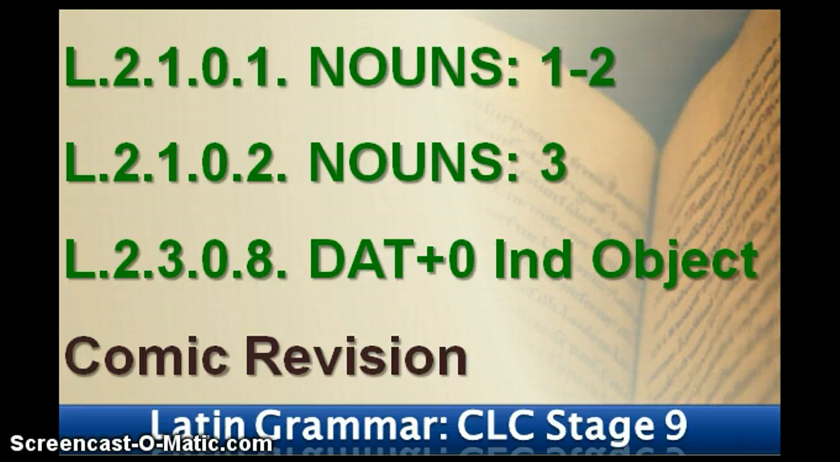CLC, Stage 9, Grammar. Well, students, today we are going to review the nouns in the first and second declension in Latin, plus introduce the complete third declension of nouns, give you a usage for that darn dative case, and revise the comic. Let us begin.